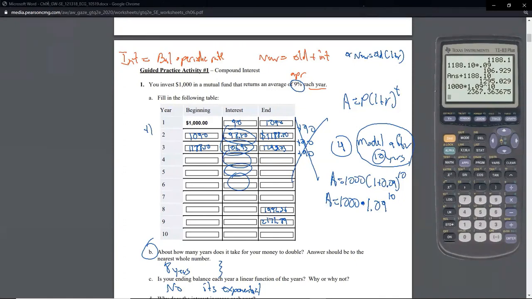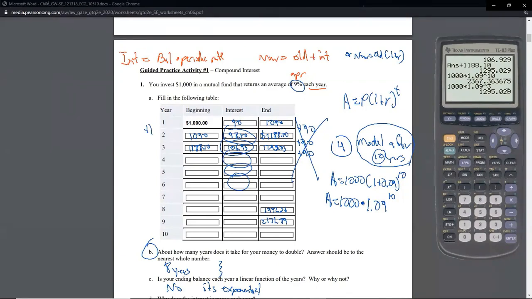Now, maybe you don't trust this formula. Well, we did show it iteratively for years 1, 2, and 3. So let's see if we can confirm year 3's amount. That just means change the exponent to a 3. So 1,000 times 1.09 raised to the 3rd power. And we get 1295.03. Look at that, 1295.03. So this formula does, in fact, work.